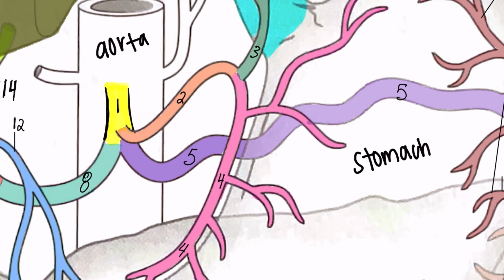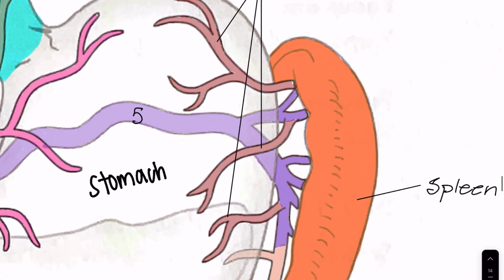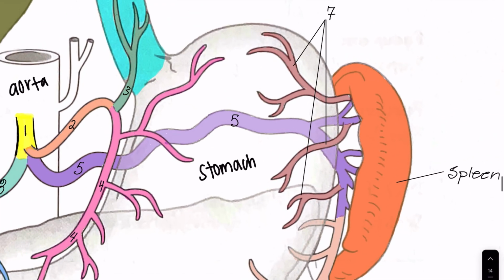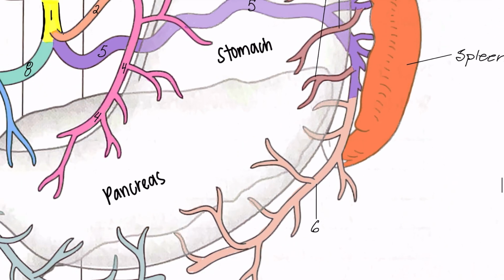Number 5, it's going to come on this posterior side of the stomach, and it's going to come right into the spleen. And then we've got 2 other branches coming off of it. We have number 7, which is going to be your short gastric artery, and then we're going to have number 6, which is going to be your left gastroepiploic artery.